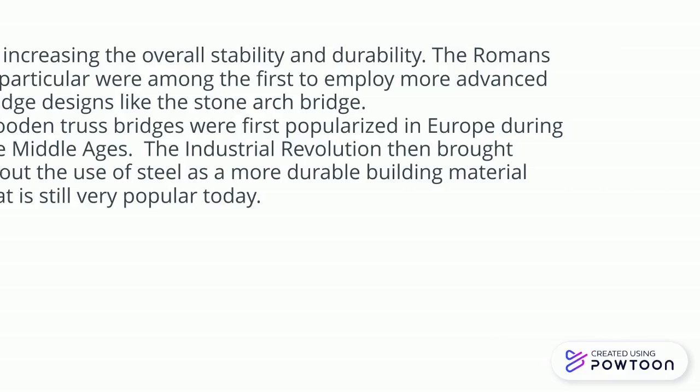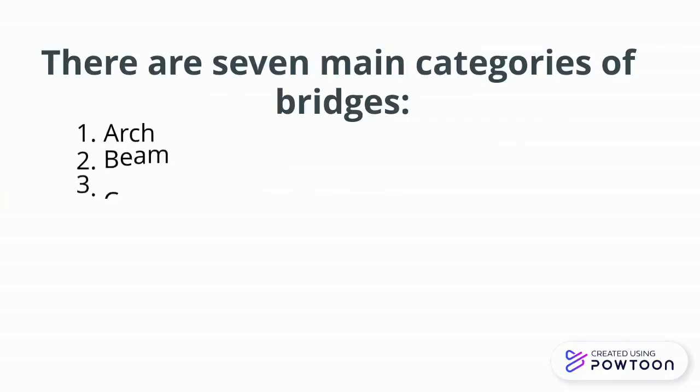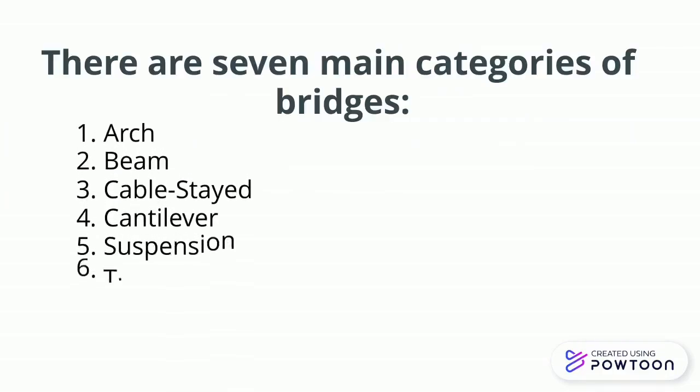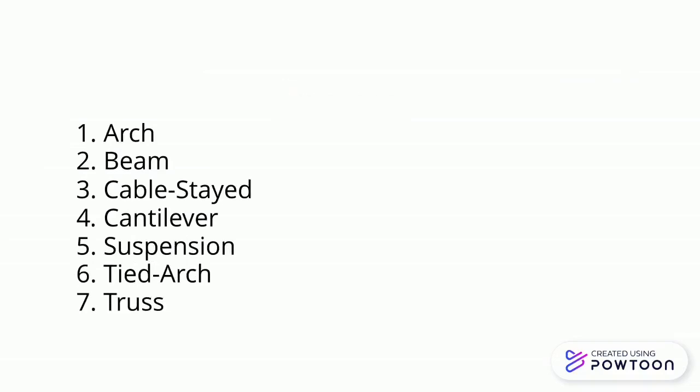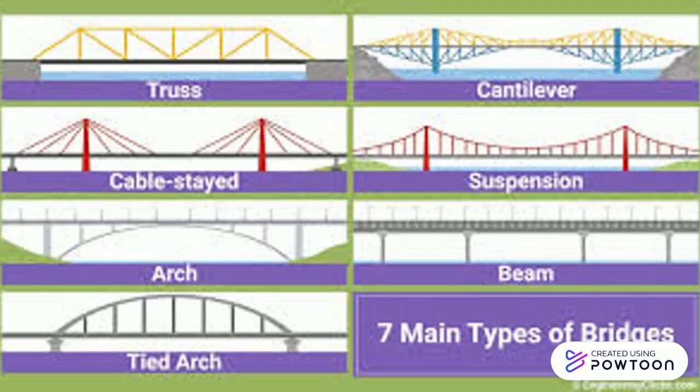There are 7 main categories of bridges: arch, beam, cable stayed, cantilever, suspension, tied arch, and truss. Each category has its own unique set of mechanical principles, but for the sake of this video we will be focusing on the truss bridge.